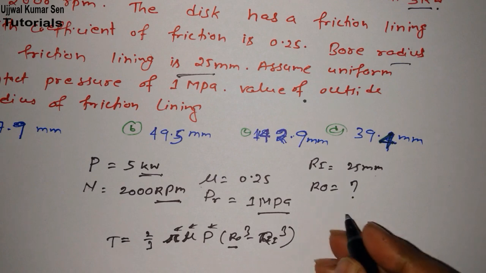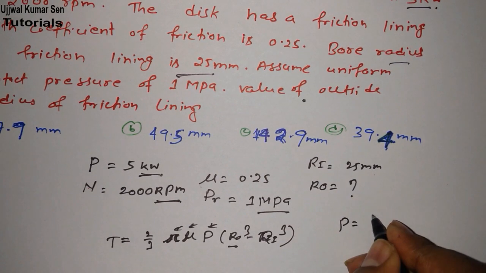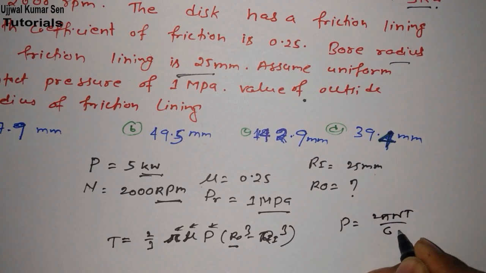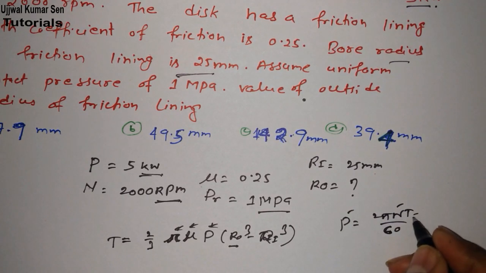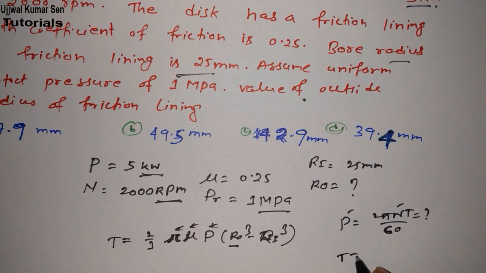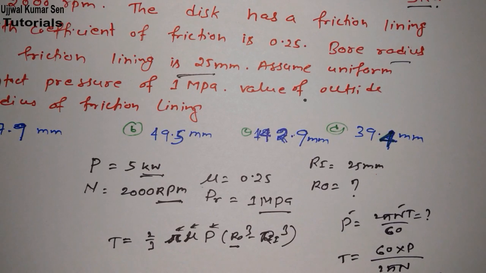Now let's go for it. As I have already shared with you that formula, power is equal to 2 pi N T by 60. Because P is given, power is given, N is given, we can find out T. So T is equal to 60 multiplied by P by 2 pi N. So 60, power is 5 kilowatt, so multiply 10 to the power 3, 2 pi N. N is given as 2000, not 1000.